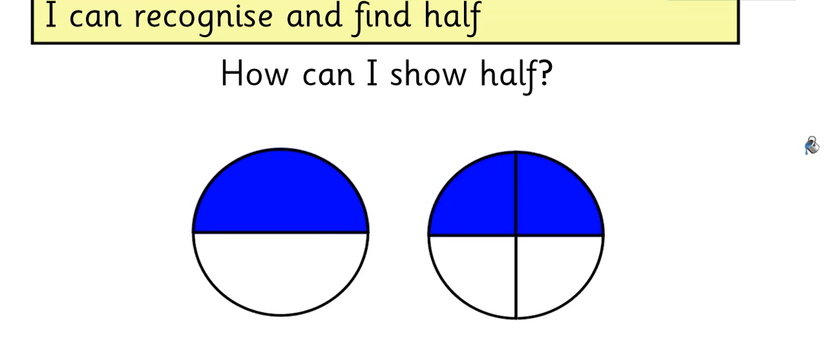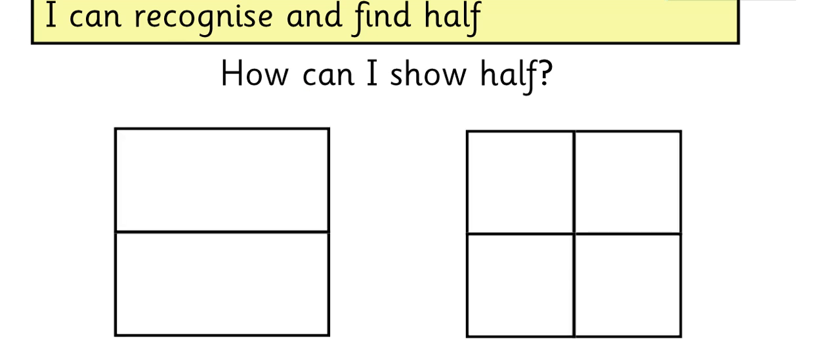This shows half. It doesn't matter about the other lines on the shape. The white and the blue are the same. 2 equal parts, and I coloured in 1. The white is one part, the blue is another part. 2 equal parts, I've coloured in 1, that shows half. You're probably getting experts at this.